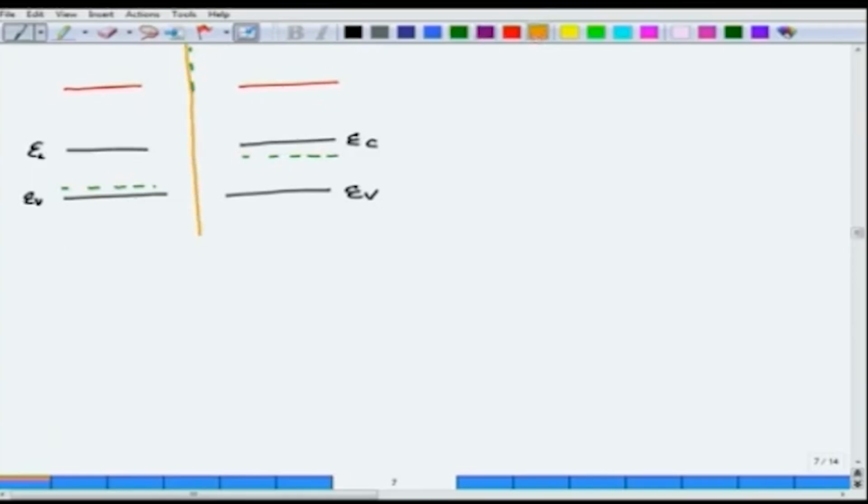This is where, let's call it x equal to 0, the metallurgical junction. This is where we want to form a metallurgical junction. So we are going to join them. Let's join them, and this is the vacuum level, of course. If we join them, then let's take the steps. The first thing is that the Fermi level must be the same. That's what you have learned.